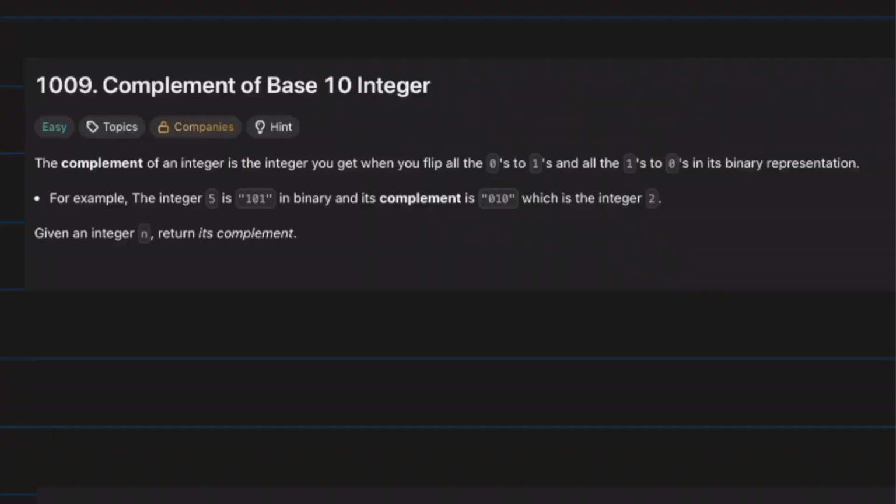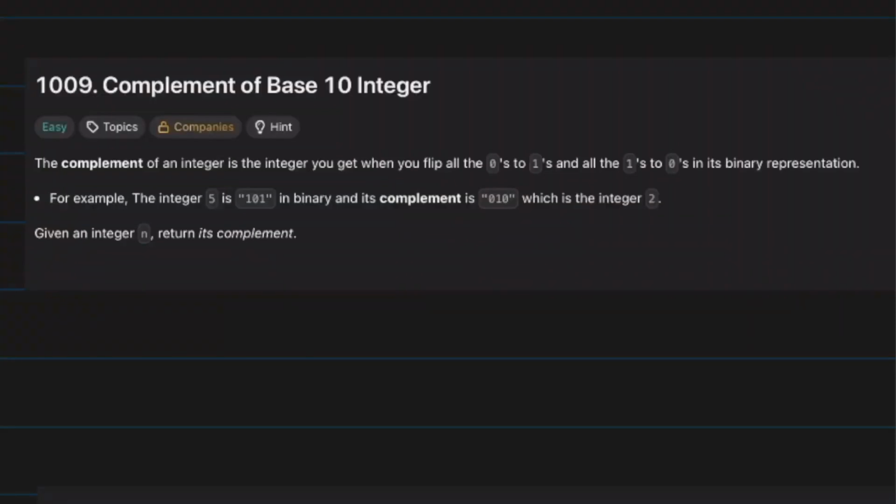Hello everyone. So today we're going to solve LeetCode problem number 1009, complement of base 10 integer. In this problem, what we have to do is we will be given an integer and we have to flip all the zeros to 1 and 1 to 0, right? And whatever we get after flipping the bits, that is our answer. So here there is one example given.